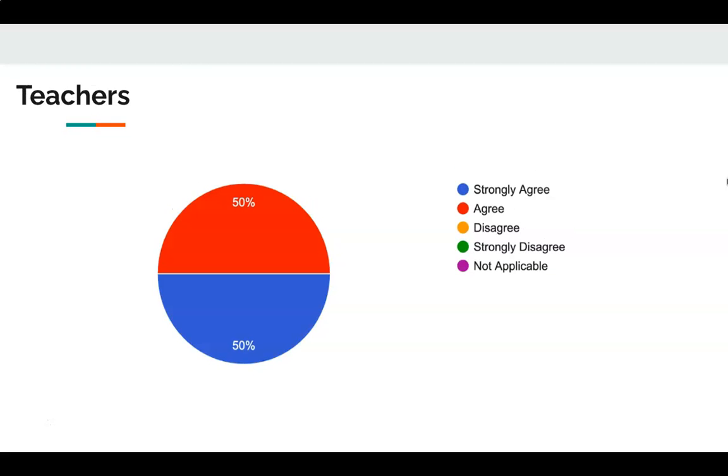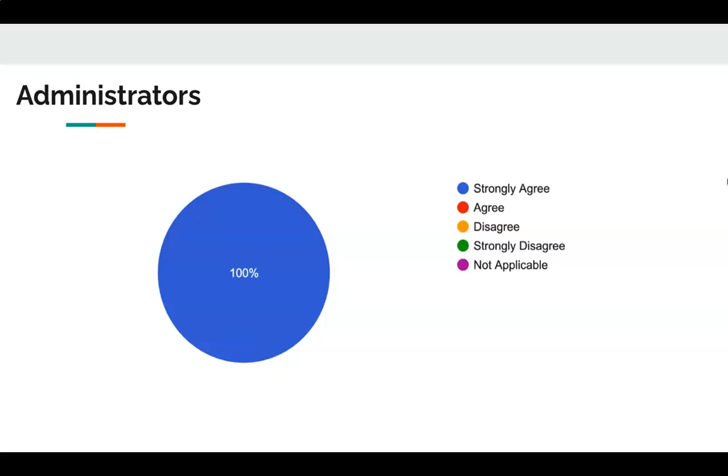Whenever it comes to teachers, very much on the same page again with how students are identified for the ELL program. Half of them agreed, half of them strongly agreed, and that was definitely a good sign since those are the people working with those students. And then our administrators, all of them strongly agreed that they understood what the identification process was for our ELL students.